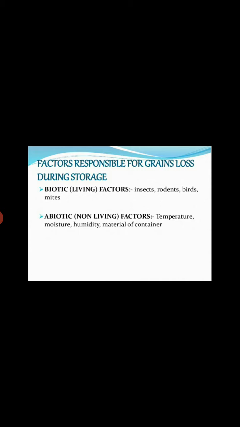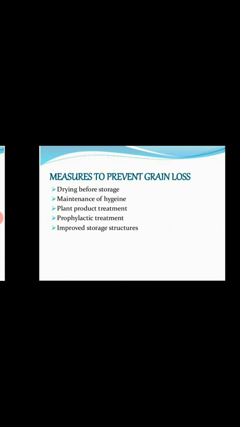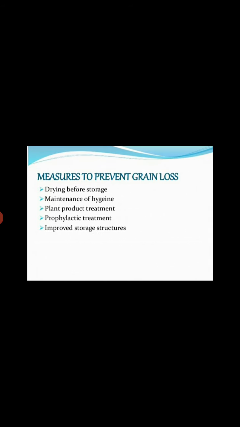Factors responsible for grain loss during storage. Biotic, living factors: insects, rodents, birds, mites. Abiotic, non-living factors: temperature, moisture, humidity, material of container. Then measures to prevent grain loss: drying before storage, maintenance of hygiene, plant product treatment, prophylactic treatment, improved storage structure. These are some efficient methods to prevent grain loss.